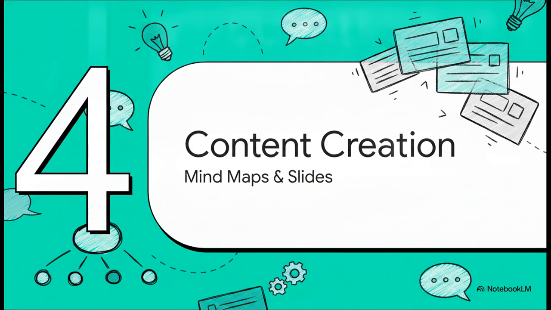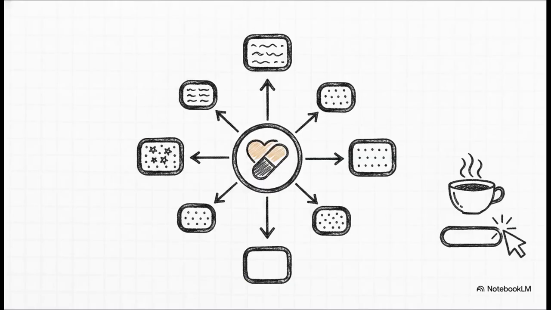Section 4. Content creation in seconds. Mind maps, slides, and voice. Imagine you need to teach cardiovascular pharmacology. You feed NoteGPT the topic of beta blockers, and in a single click, it generates a comprehensive visual mind map. It branches right out into selective versus non-selective classifications, mechanism of action, clinical uses, adverse effects, and contraindications.